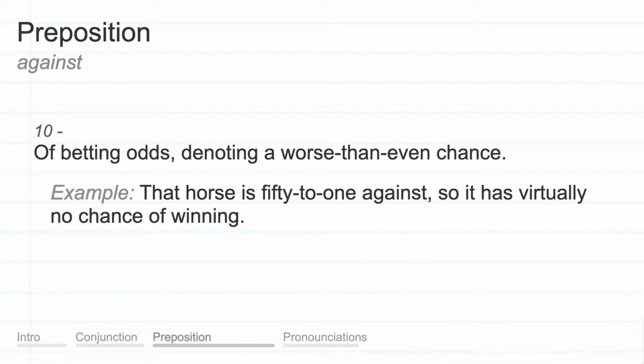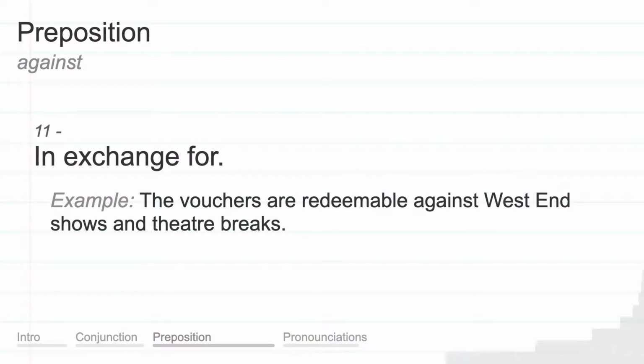Of betting odds, denoting a worse than even chance. Example: That horse is 50 to 1 against, so it has virtually no chance of winning. In exchange for. Example: The vouchers are redeemable against West End shows and theater breaks.